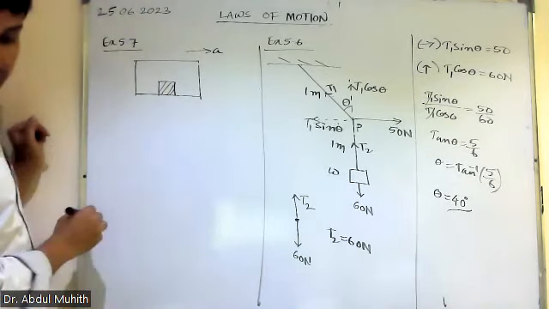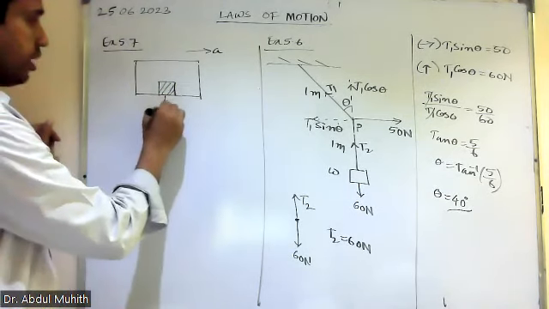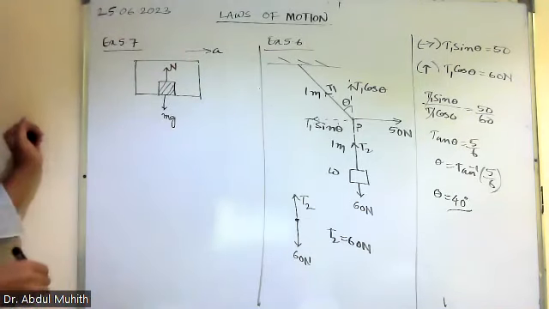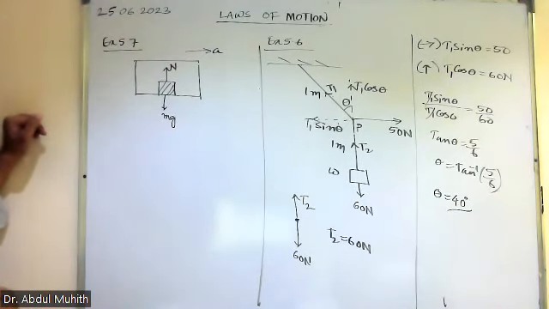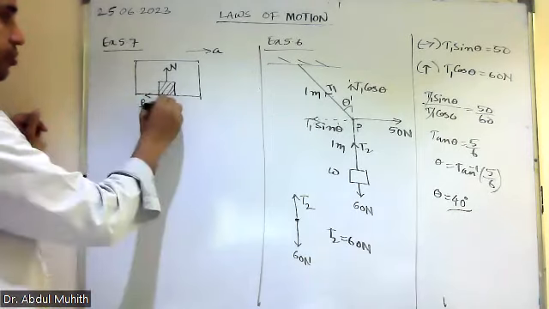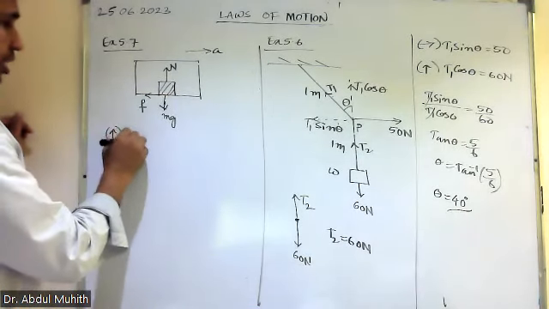So what happens here? Weight W equal to mg is acting down. Normal reaction is acting upwards. Now, there is a frictional force which is acting here. That is the frictional force. So here, upward force equal to downward force, N equal to mg.